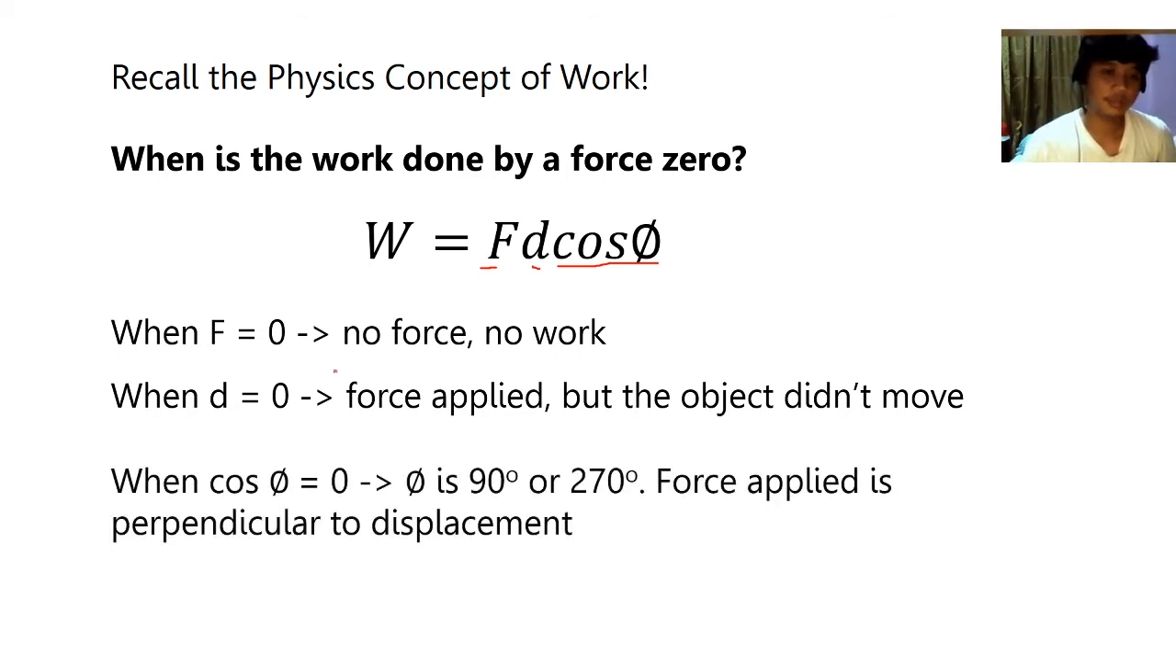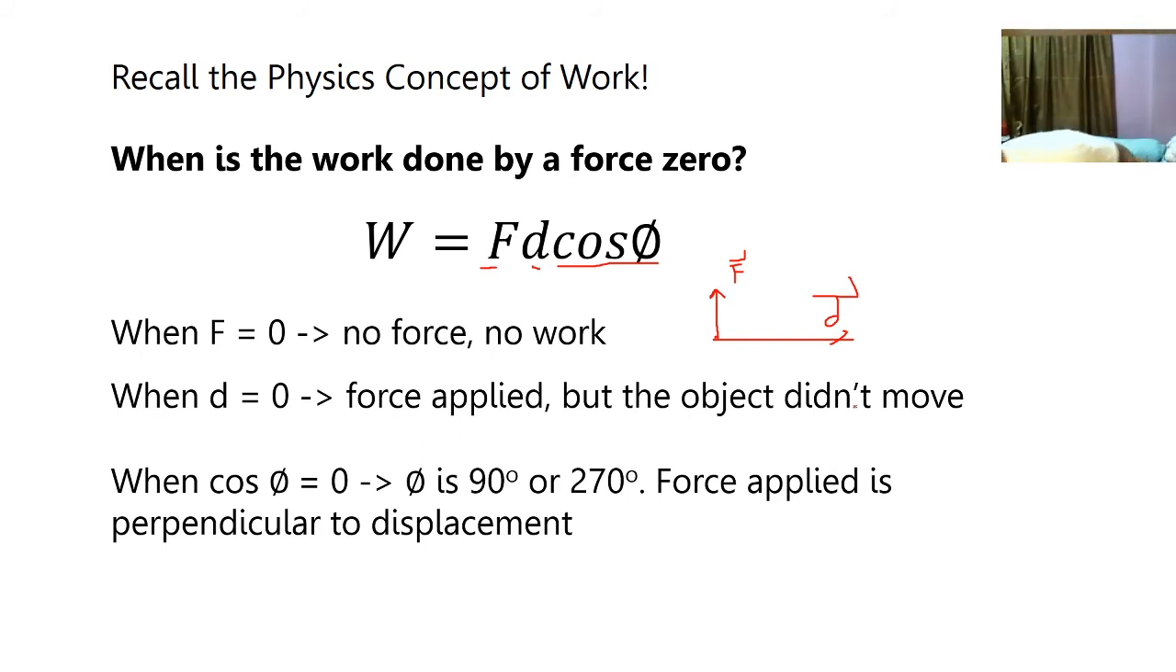So cosine phi equals zero if theta is 90 degrees, or the short angle between F and D is 90 degrees. Let's see how that looks. Maybe you're pushing an object and causing it to be displaced to the right, but actually you're pushing upwards.